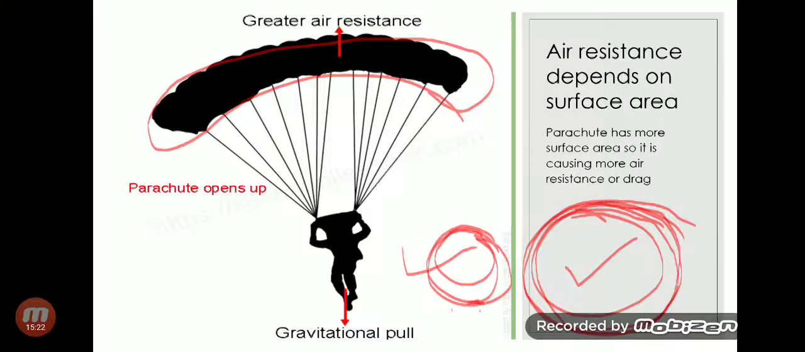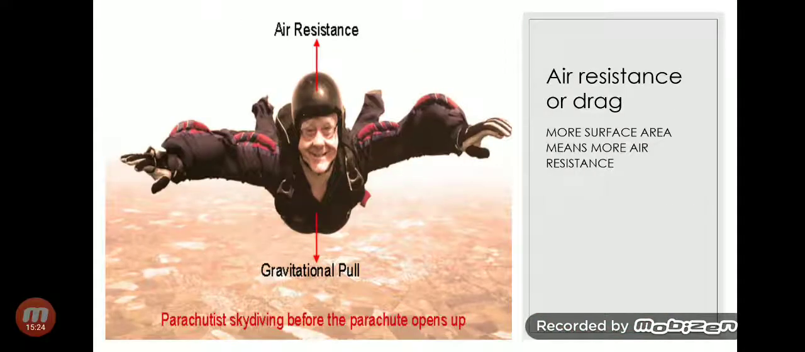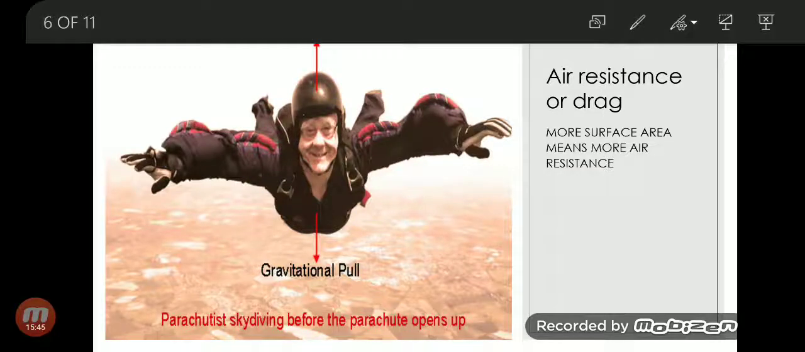on the ground. This picture is showing that if this man is in the standing position, then he will have less surface area and less air resistance. But this person's position is like he is lying on the bed, so he has more surface area of the body. Okay, I will tell you again what is surface area.